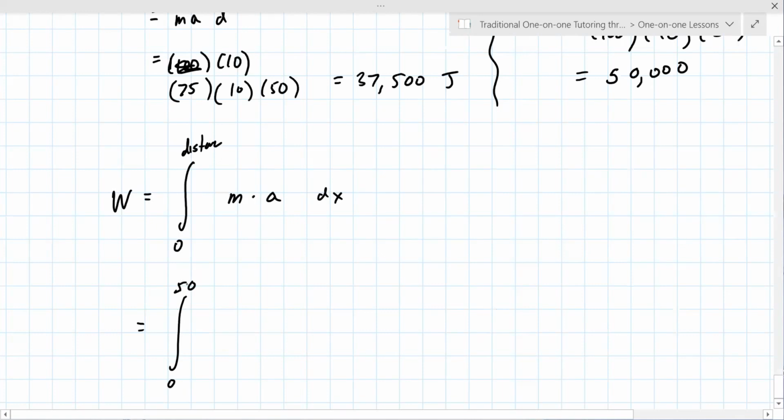So when you get to 50, the mass, there's nothing on the end of the rope. So this part is the 50 minus X. It's really the distance minus X.